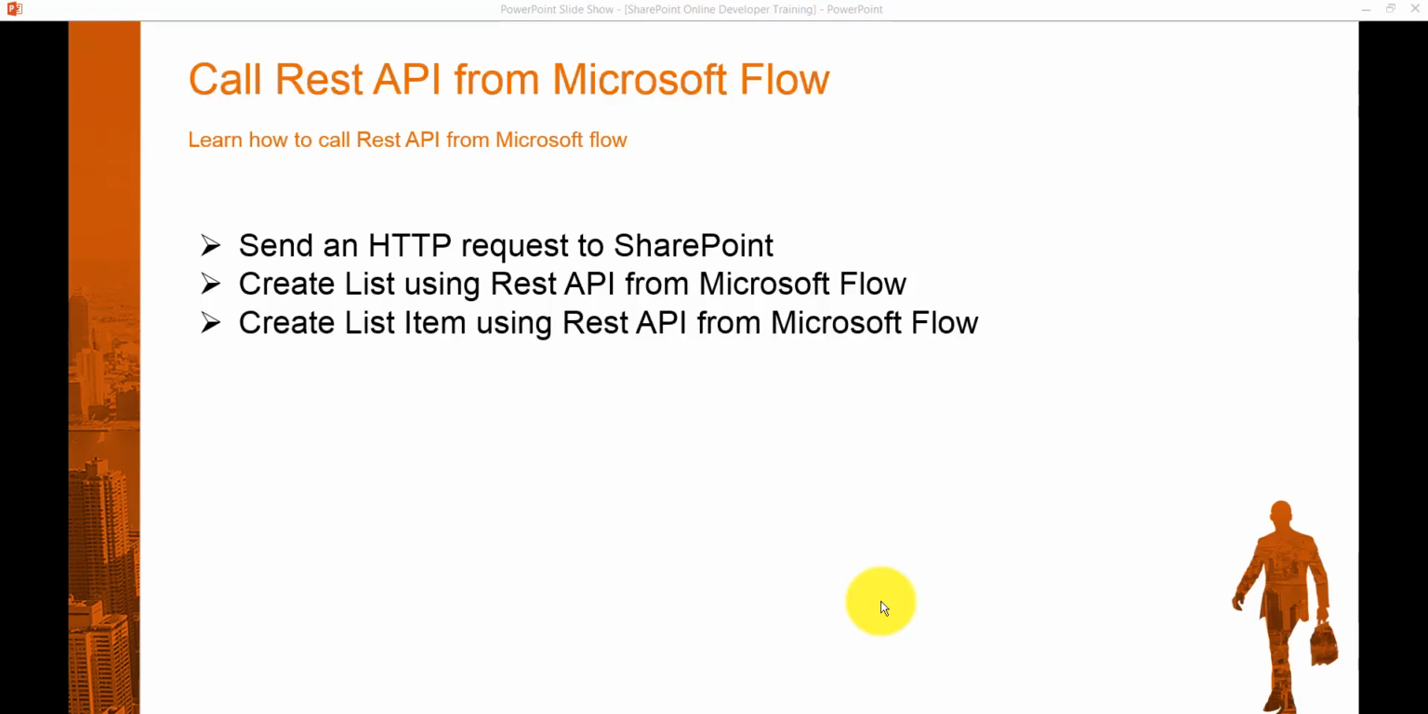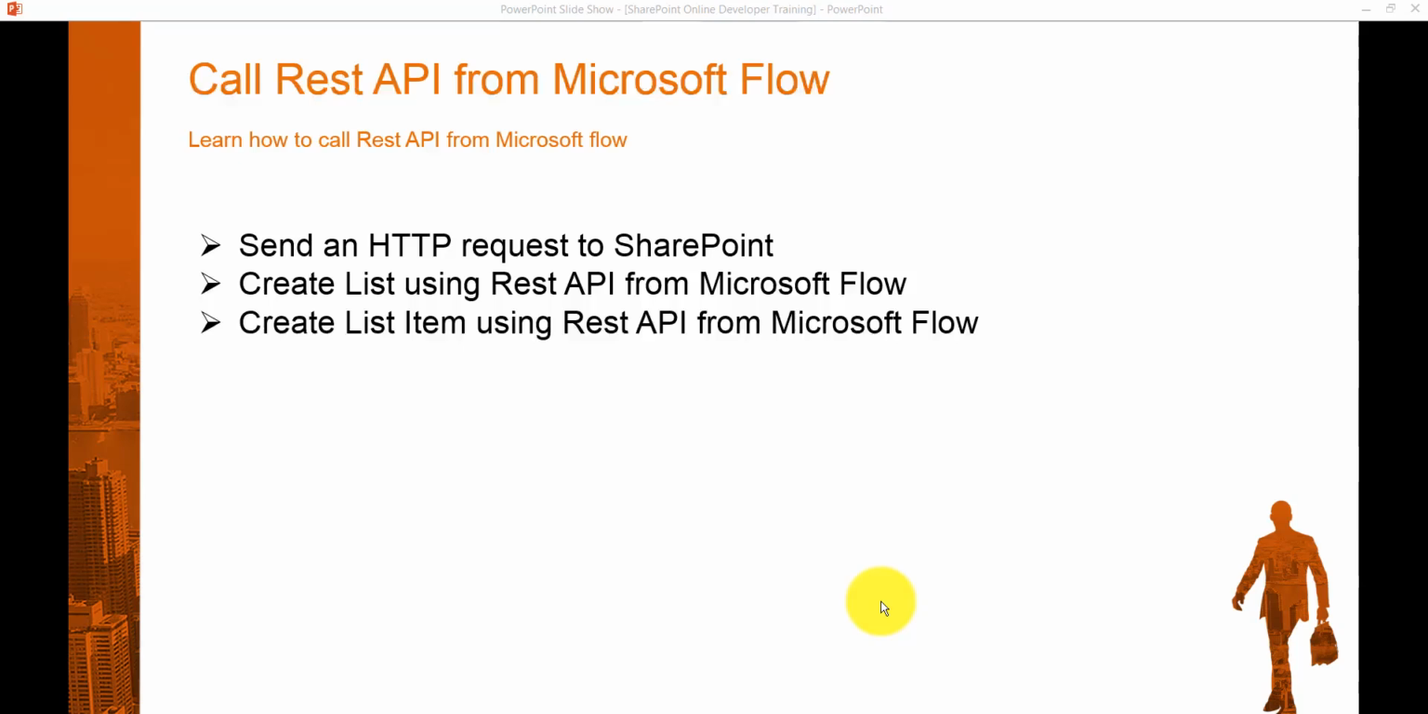In this particular example, we will see how we can use the send an HTTP request to SharePoint flow action, and by using that we will see how we can create a list using REST API, from our Microsoft Flow only. And we will also see how we can create a list item by using REST API from Microsoft Flow. So these two things we will see in this example.